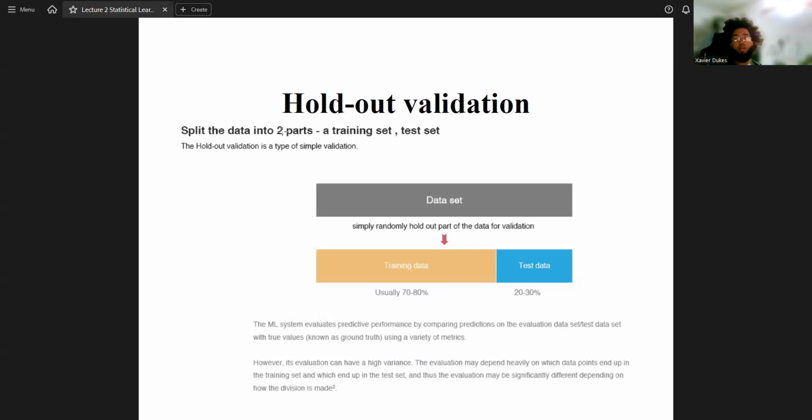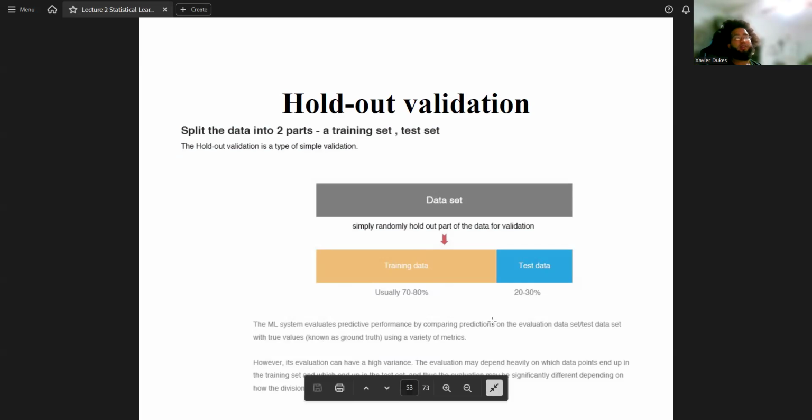So here's our holdout validation. Split the data into two parts, training and test set. The holdout validation is a very simple type of validation. Here we have the ratios that I was mentioning. We have the data set as a whole, and then we just split it. This data is never seen during training. This data is isolated, held off to the side for validation and testing purposes after the training data has been iterated through multiple times.